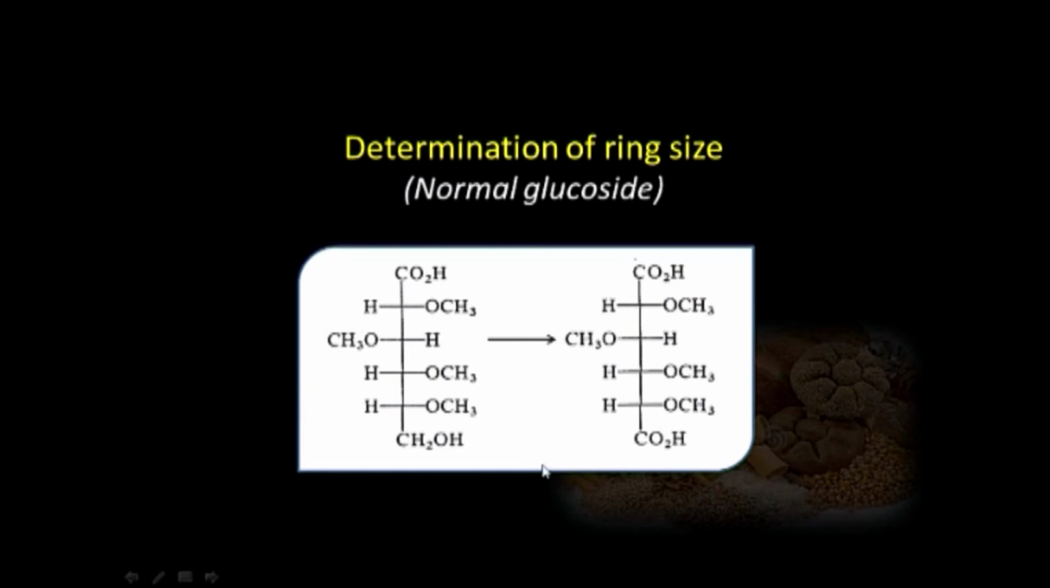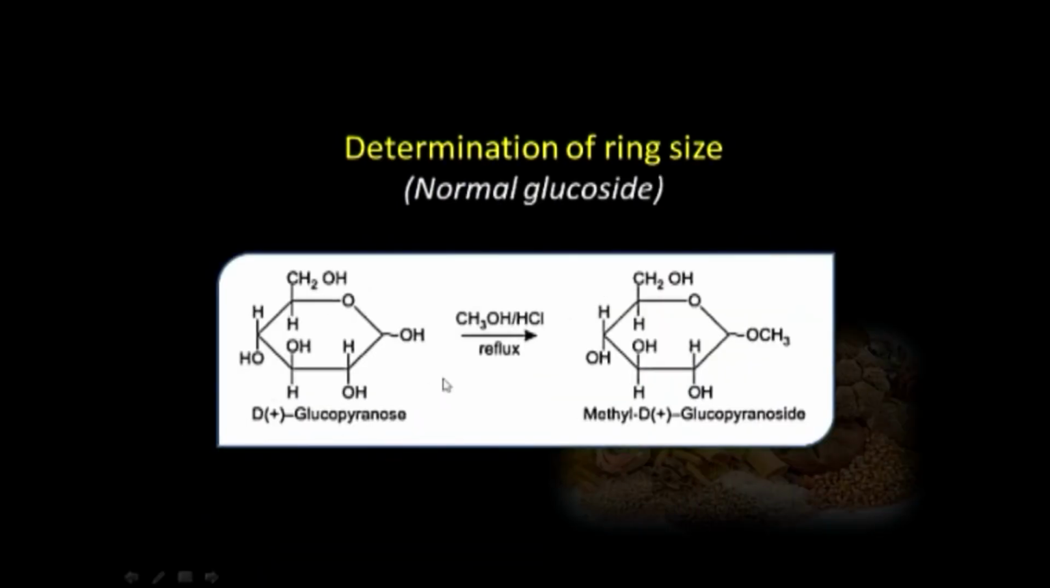Based on this, a pyranose ring structure, or a 6 membered ring structure, was proposed for the normal glucoside obtained from this D plus glucose. Let us understand this by drawing the cyclic structures also. This is the Haworth projection for the D plus glucopyranose, and here this hydroxyl is shown with a wavy line because we are not specifying the anomeric carbon here, whether it is an alpha anomer or beta anomer.